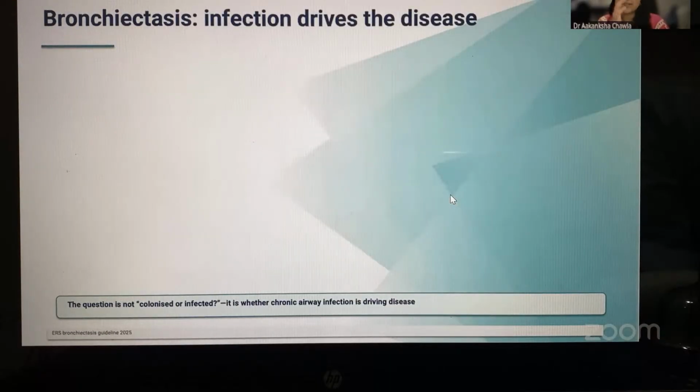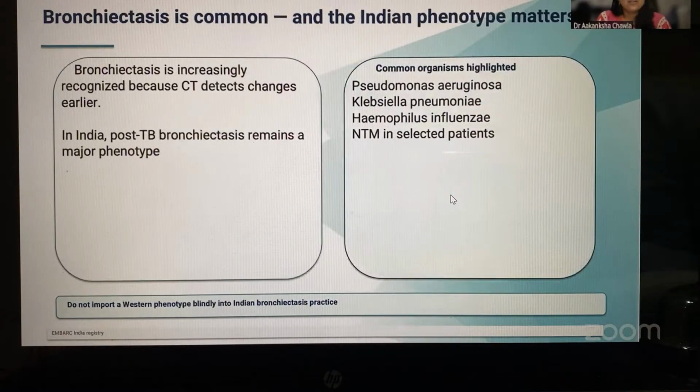Now, after the COPD and asthma exacerbation, we also covered bronchiectasis. So we all understand that bronchiectasis in India really matters, because in India we see a lot of post TB bronchiectasis, which remains a major phenotype. We deal with the common organisms like Pseudomonas, Klebsiella, Haemophilus, and NTM in very selected cases.